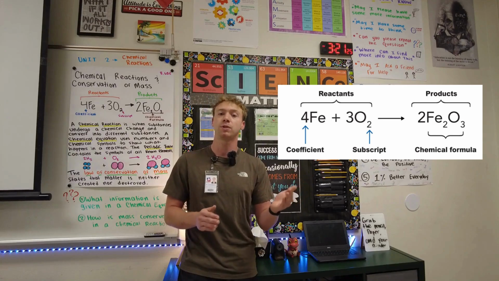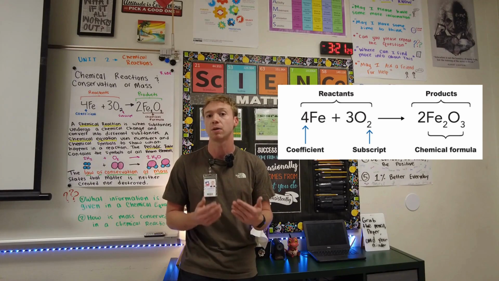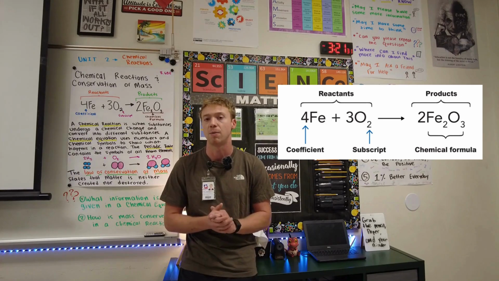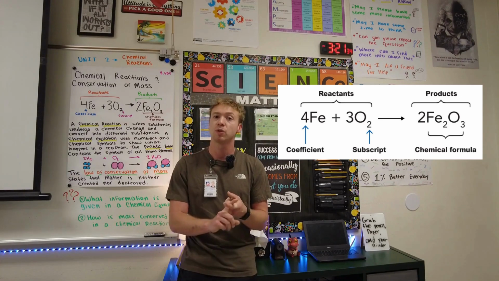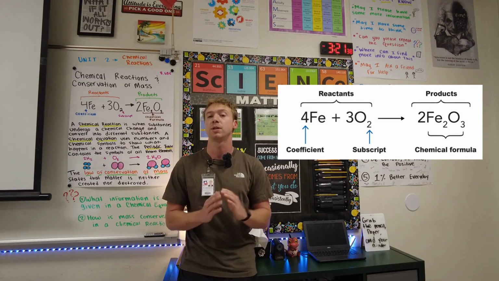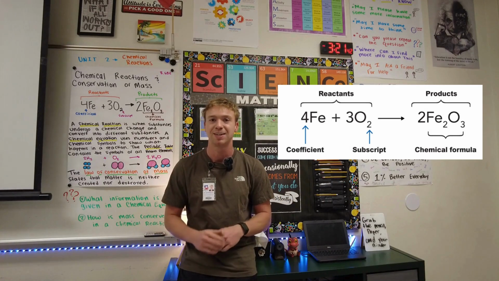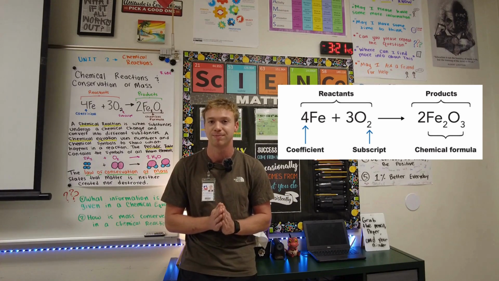The big numbers that are in front of the compound is called a coefficient, and that tells us the number of molecules that there are present of that compound, okay? So, subscript, small number, tells us the number of atoms. Coefficient, big number, tells us the number of molecules. Left side, reactants, right side, products, and yield sign right there in the middle.